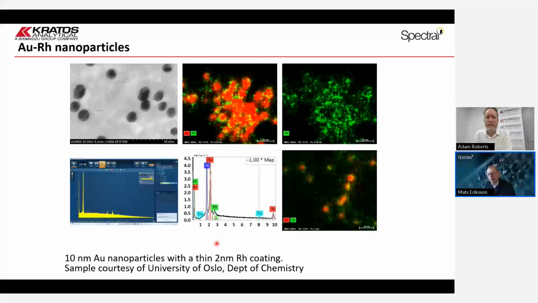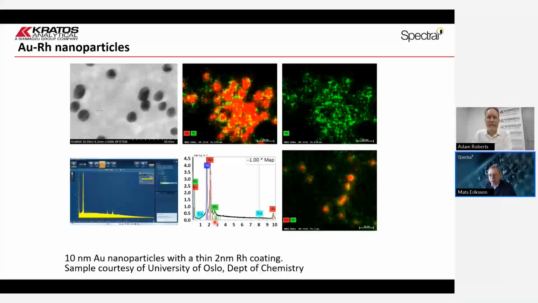Then we tried with a detector that has a large solid angle, placed as an annular detector on top of the sample. That gives us maybe 50 times more solid angle than with the other detector. Then we start to see the rhodium peak, so really that small trace amount.